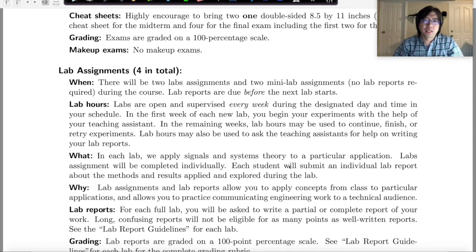We need to write reports for all the labs. That is one of the trainings you're going to get in this class: formal lab reports. Lab one and lab two are just short reports, and lab three and lab four are big formal reports. We're going to give you the format, and the TA and I will help you to know how to write it.